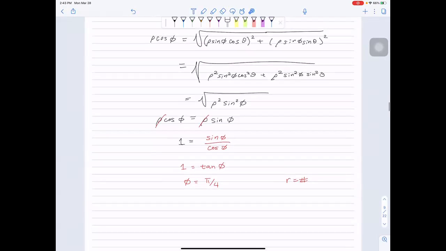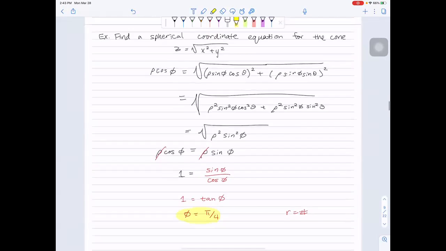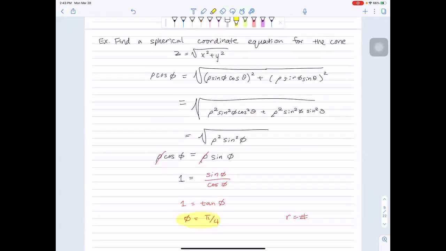Okay, any questions? Yes, the answer is phi equals pi over 4. That's the equation of a cone in spherical coordinates. So if you ever see that your region is bounded below by phi equals pi over 4, you know that it's going to be bounded by some cone. This is a cone.